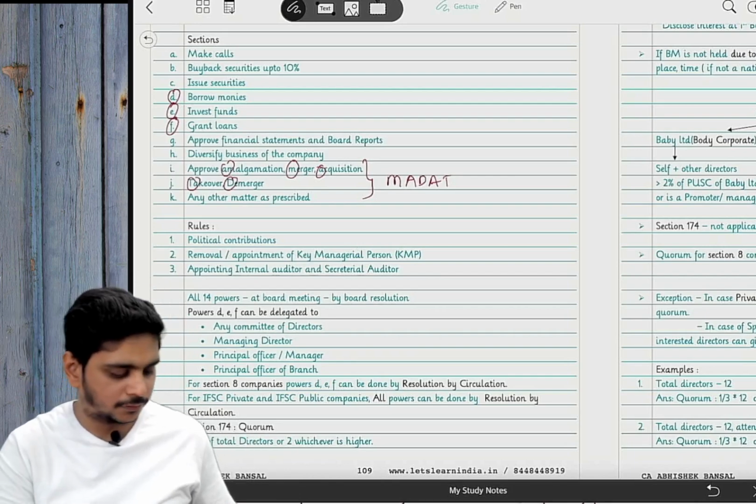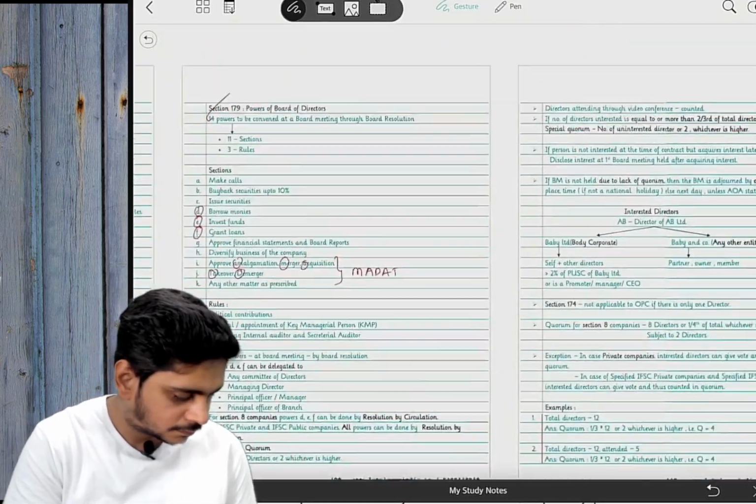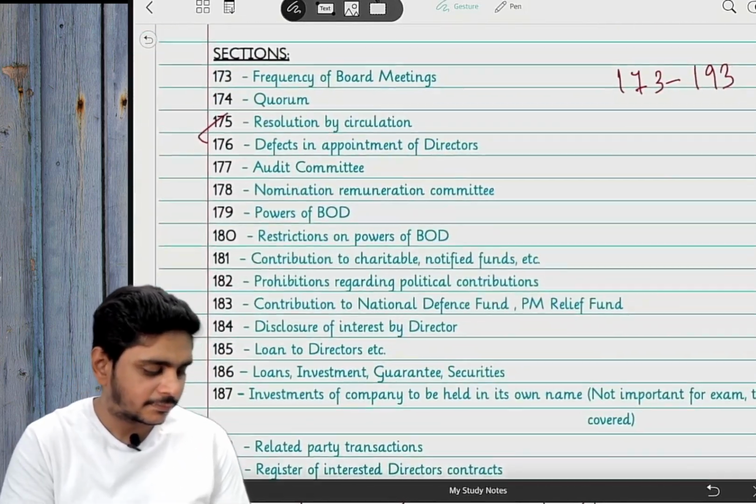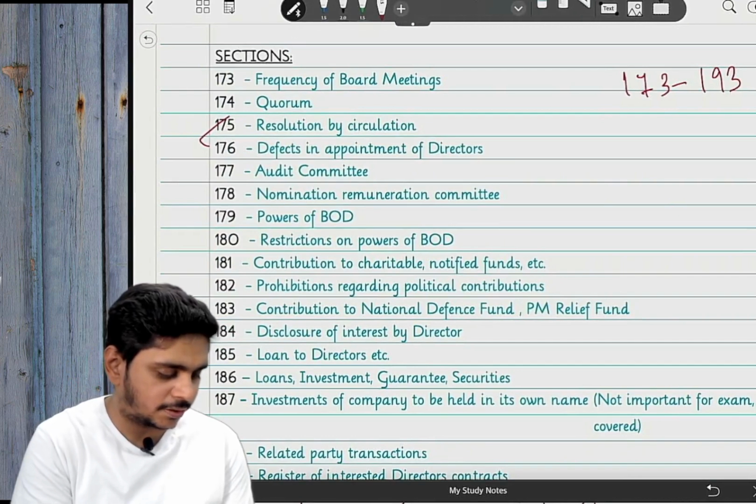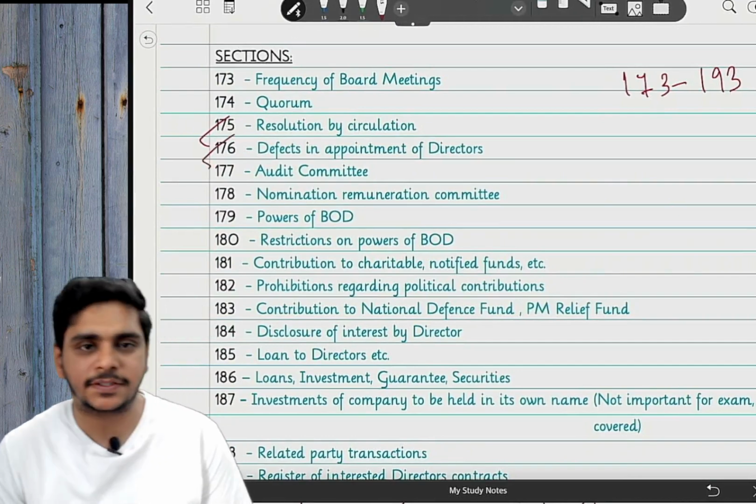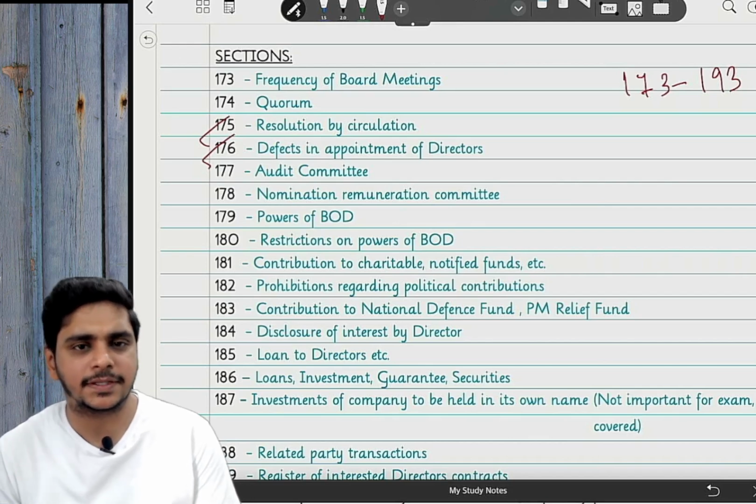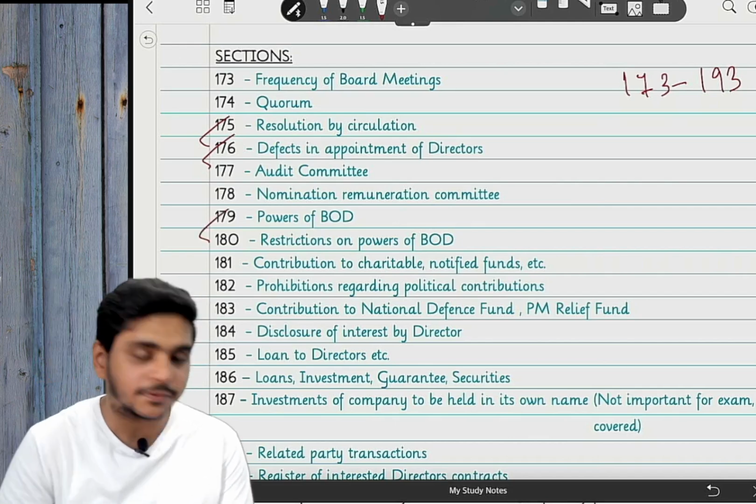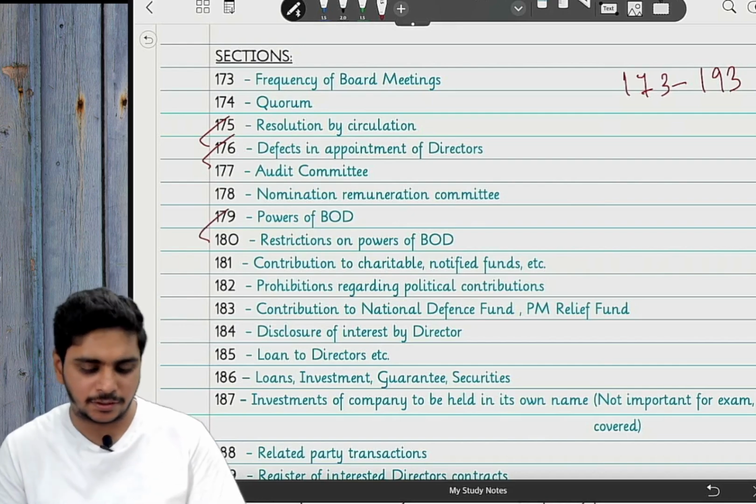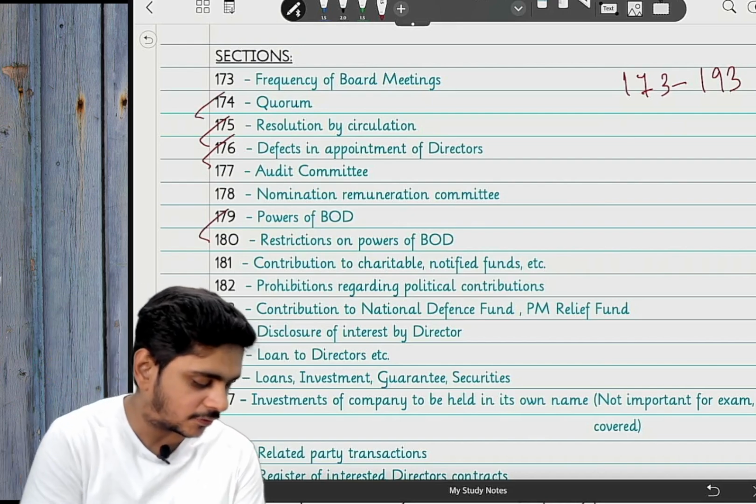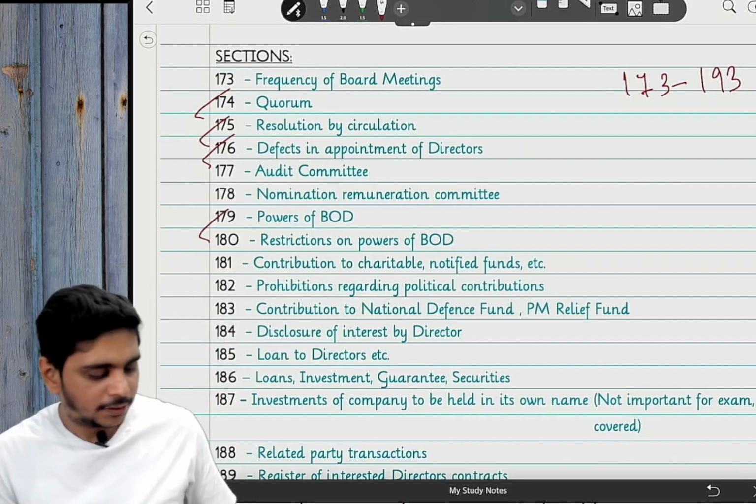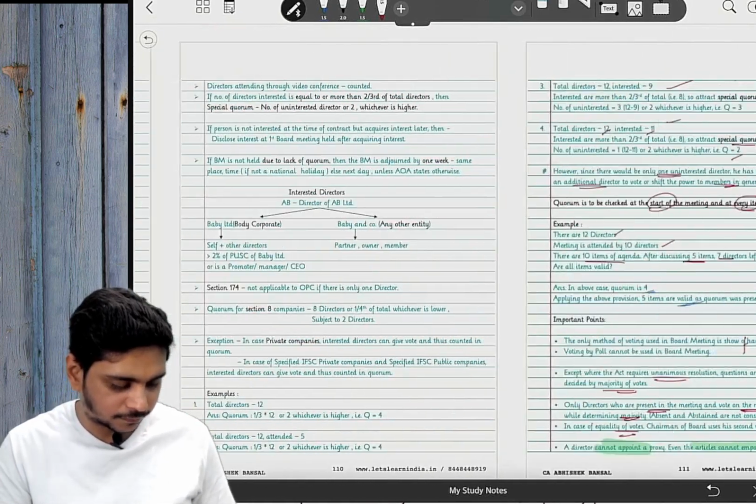Understood? Cool. So we have done resolution by circulation. We have done 176, that's defects in appointment of directors. Then we did 179, powers of the board. So all easy sections we are doing right now. Now we are starting with Section 174, that's called quorum.